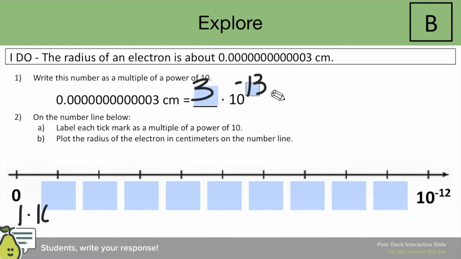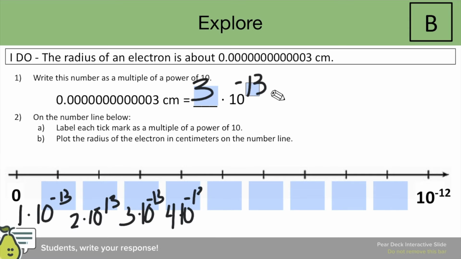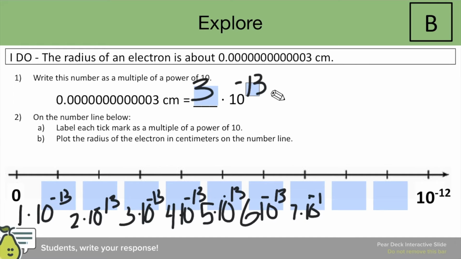So we have 1 times 10 to the negative 13th, 2 times 10 to the negative 13th, 3 times 10 to the negative 13th, 4 times 10 to the negative 13th, 5 times 10 to the negative 13th, 6 times 10 to the negative 13th, 7 times 10 to the negative 13th, 8 times 10 to the negative 13th, and 9 times 10 to the negative 13th.